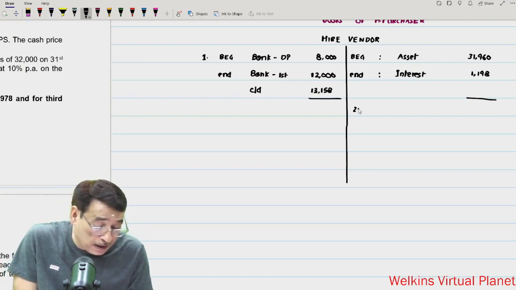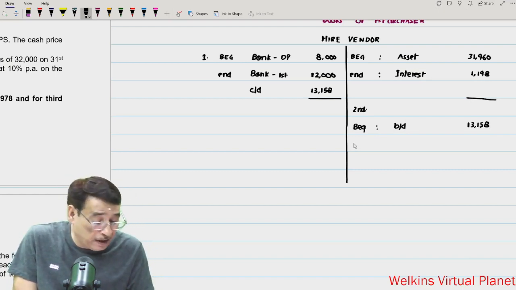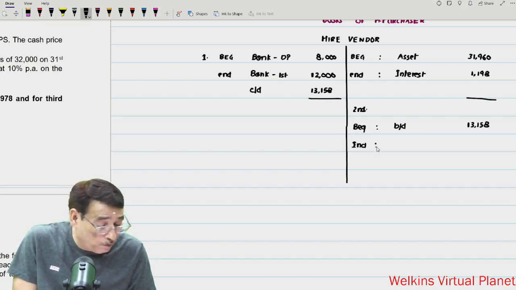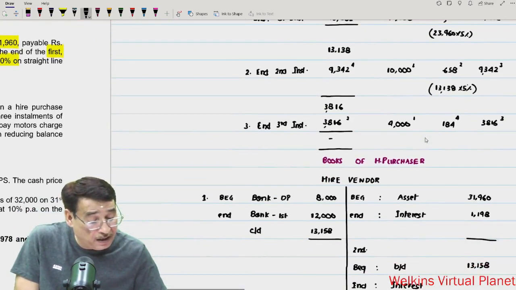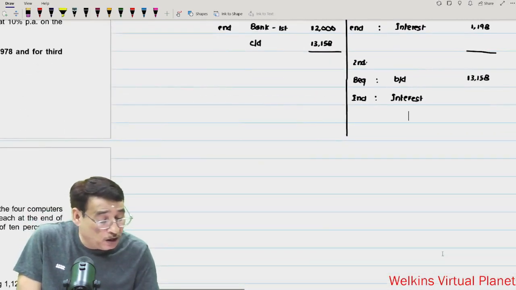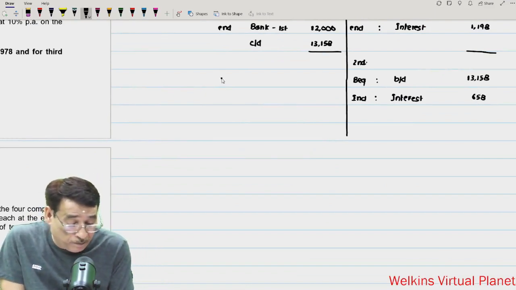Now you will come to the second year. In the second year, in the beginning, you will write balance brought down. Balance brought down is equal to 13,158. At the end of the second year, all you have to do is to pass the entry for interest due by interest. We have already computed interest earlier. Now, if you remember, in the second year, our interest is 658. So I will write here 658. And then I am going to pay the second installment to bank.